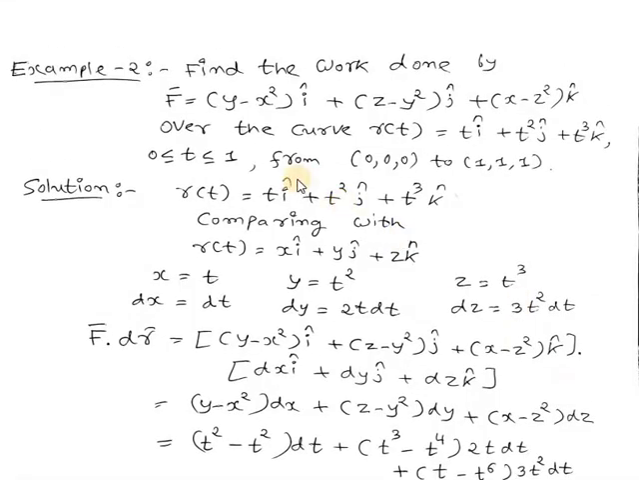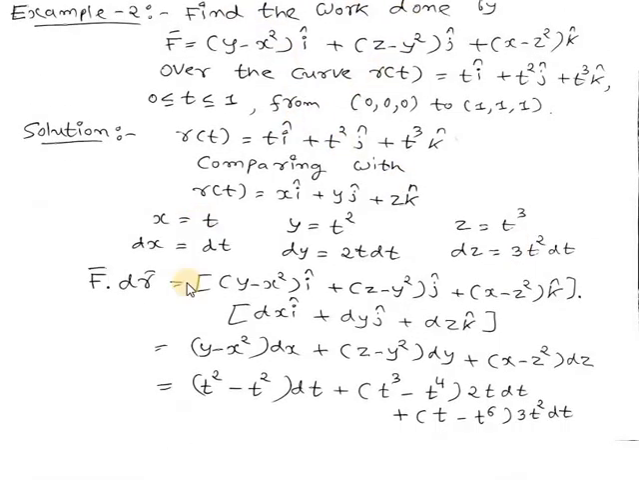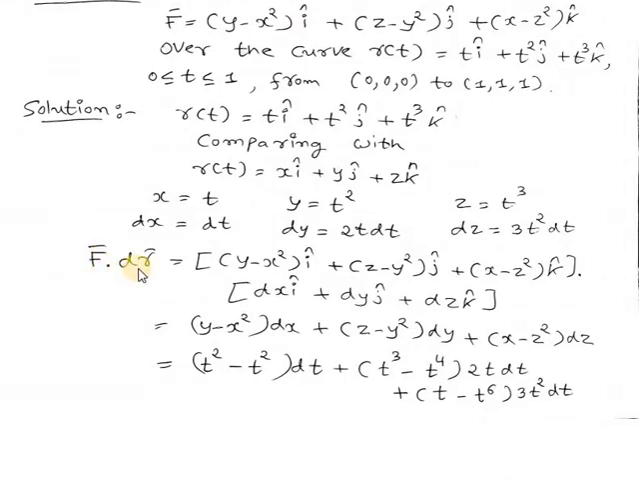We have to find the work done. Therefore work done is given by F bar dot dr bar. Here F bar dot dr bar means F1 dx, F2 dy, F3 dz, so we will get these terms: (y minus x square) dx, (z minus y square) dy plus (x minus z square) dz. Now we will convert all these terms in the form of t.